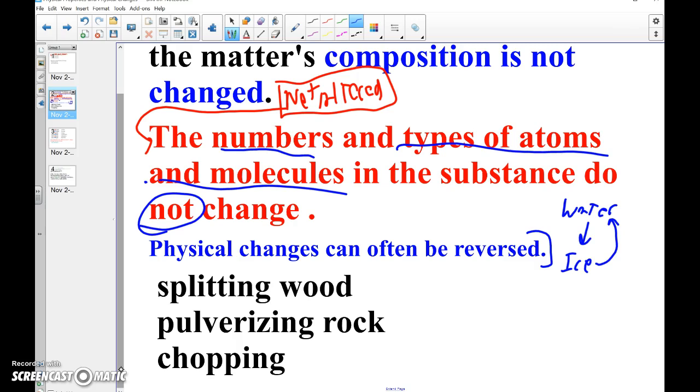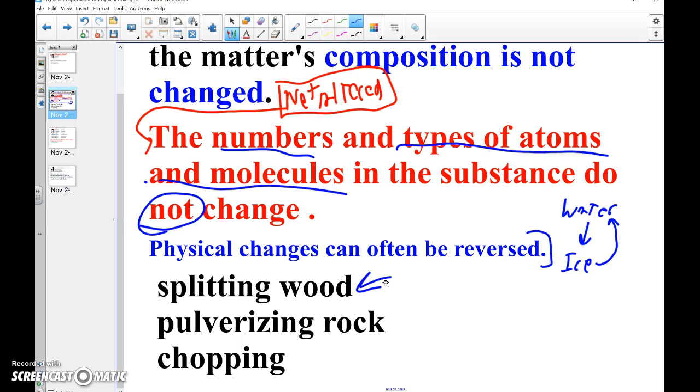A couple of examples. Split wood. Take an axe, cut a log in half. It's still a log. Yes, I cut it in half. But if I look at the two halves together, the numbers and types of atoms and molecules in the substances are still there. Yes, it's split into two pieces, but the numbers are still the same. If I take a rock and smash it with a hammer, yes, it's going to be a pain to find all the pieces. But all of the atoms and molecules and compounds in that rock are still there, even if they're spread out in smaller bits.